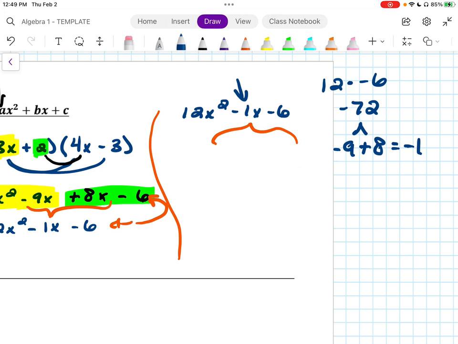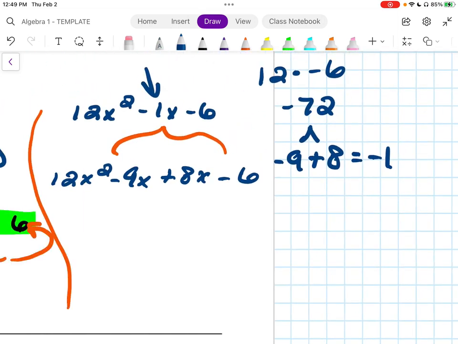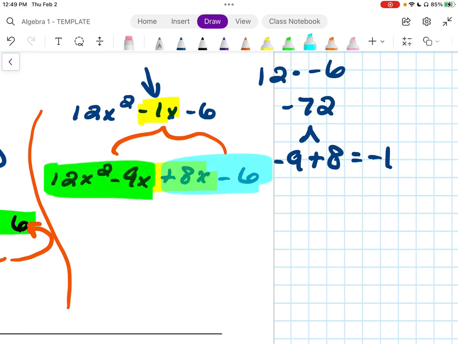So this problem would break apart to be 12x squared minus 9x plus 8x minus 6. We're not breaking any rules here because these 2 add up to be negative 1. Now, what we're going to do here is a fancy trick. We're going to factor by grouping. We're going to look at our first 2 pieces, and we're going to look at our last 2 pieces. We're going to look at them separately. Here, let me see if I can erase that yellow.